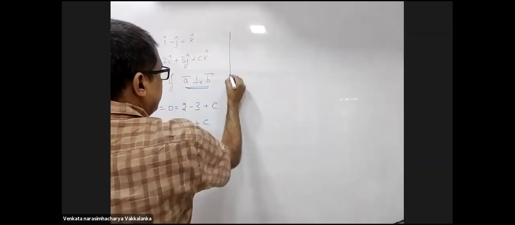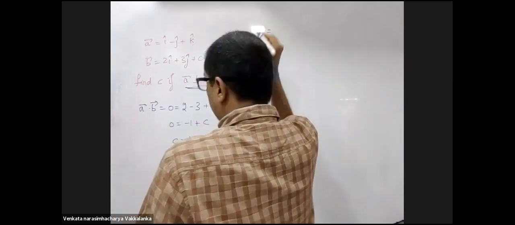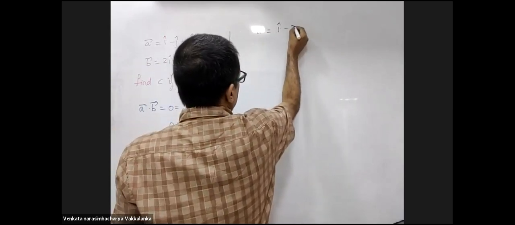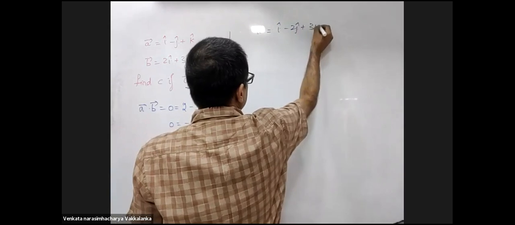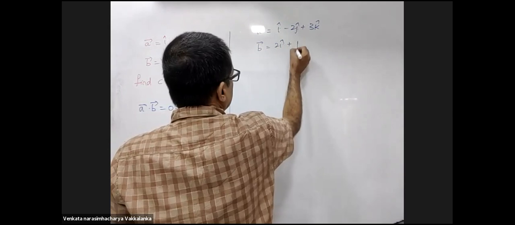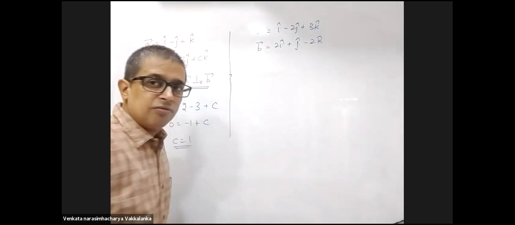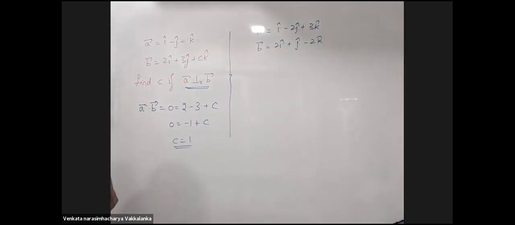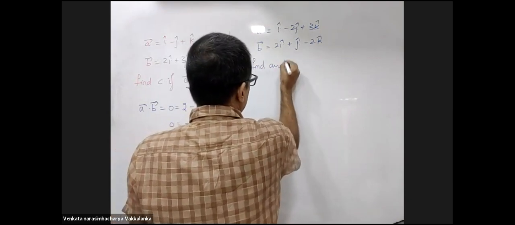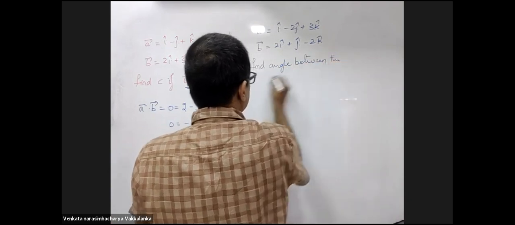Second, if ever they ask you the angle between the two vectors, I'll take a numerical example to explain this. A is i cap minus 2j cap plus 3k cap. B is 2i cap plus j cap minus 2k cap. Find the angle between the two vectors.